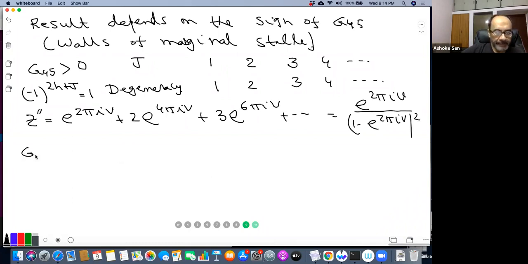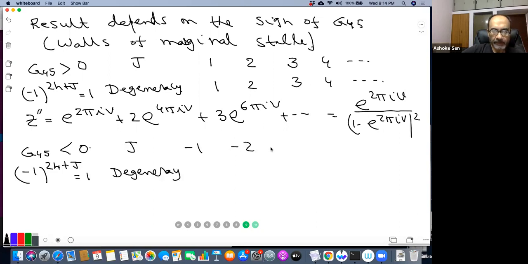For G45 less than 0, we still have minus 1 to the power 2h plus j, with 2h plus j equal to 1. But j now takes negative values: minus 1, minus 2, minus 3. And the degeneracies are 1, 2, 3, 4, etc. So the partition function in this case is e to the minus 2 pi iv plus 2.